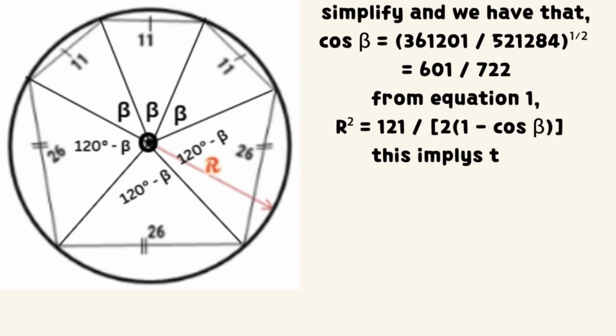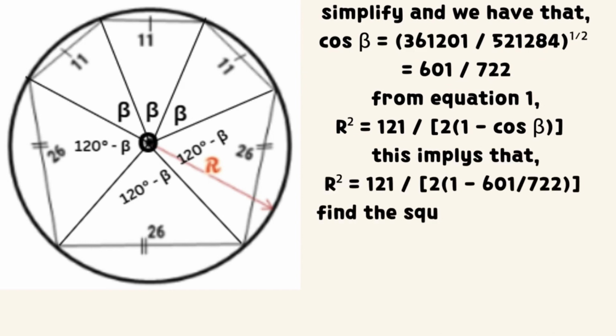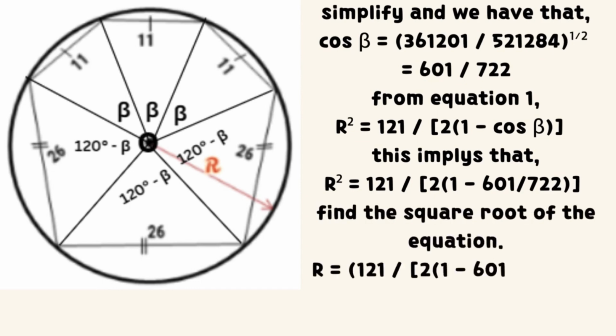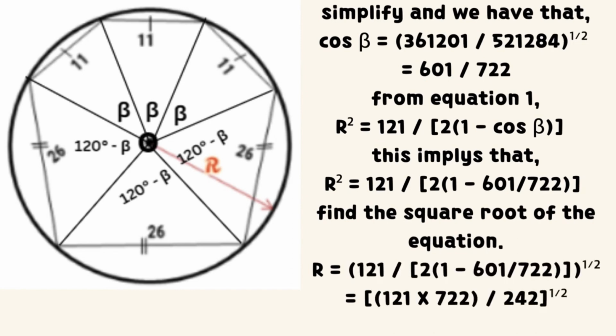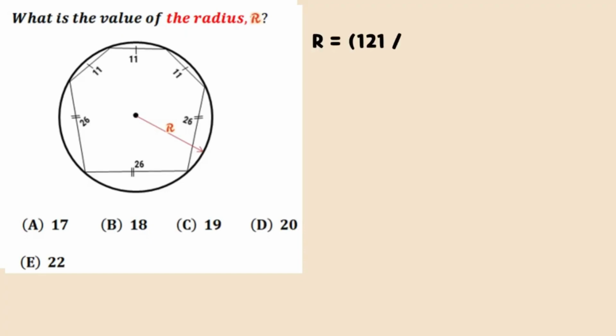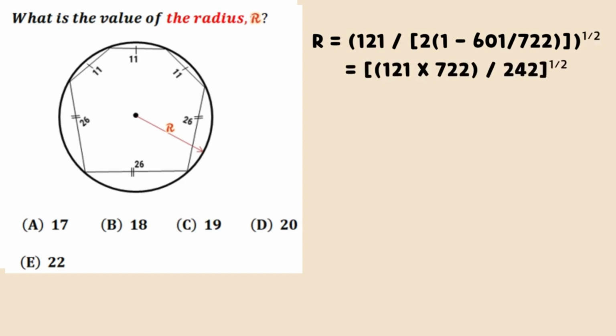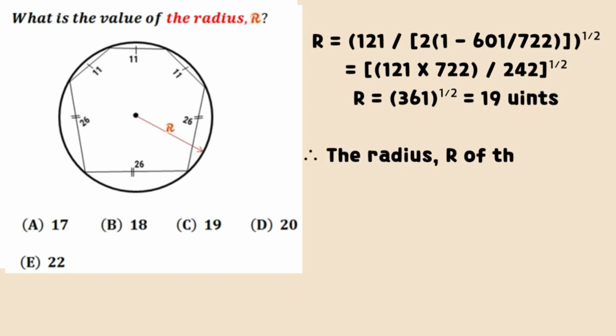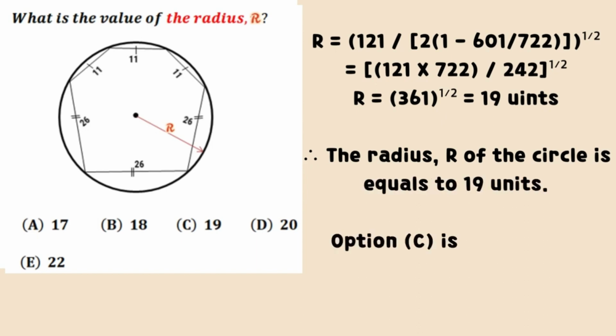In equation 1, substitute the value of cosine beta obtained. Find the square root of the equation. Hence, the radius of the circle equals the square root of the product of 121 and 722 divided by 242. Simplify and we have that r equals the square root of 361 which equals 19 units. Therefore, the radius, r, of the circle is equal to 19 units. Option C is the correct answer.